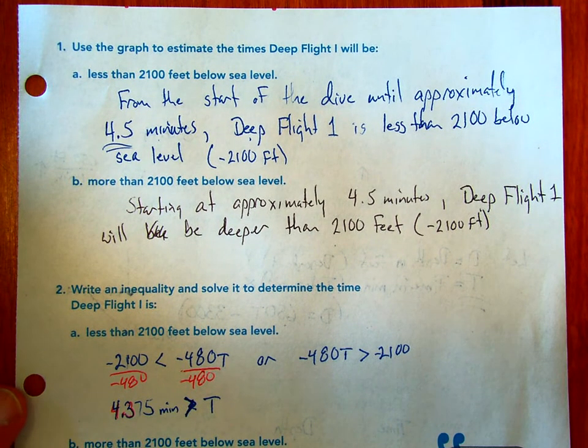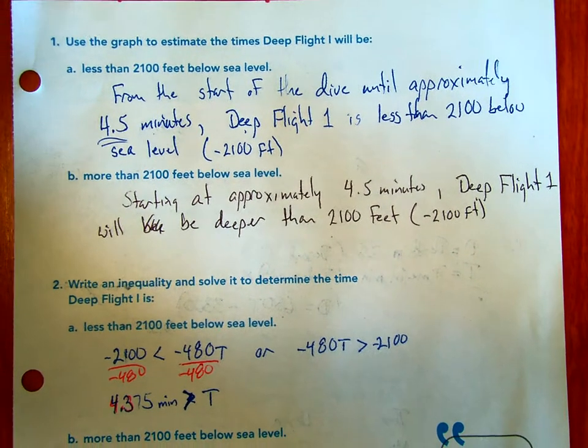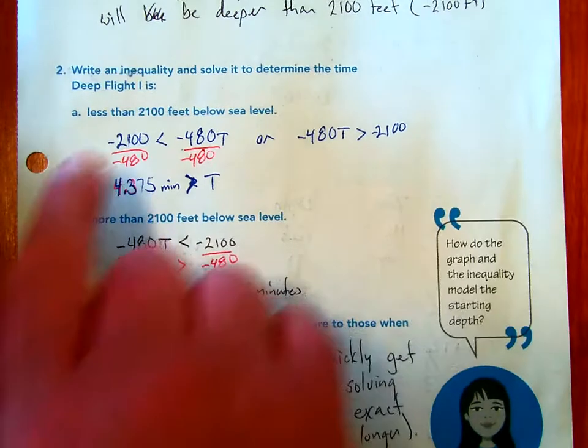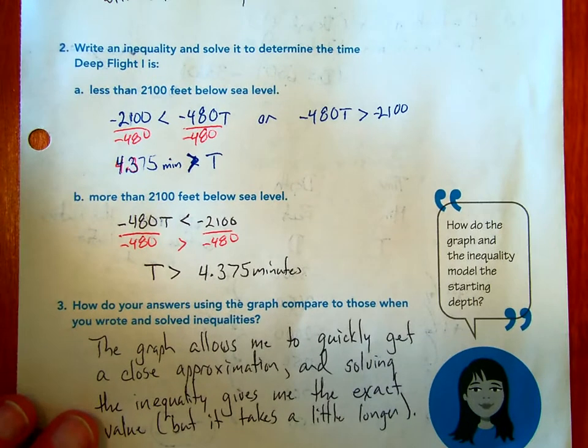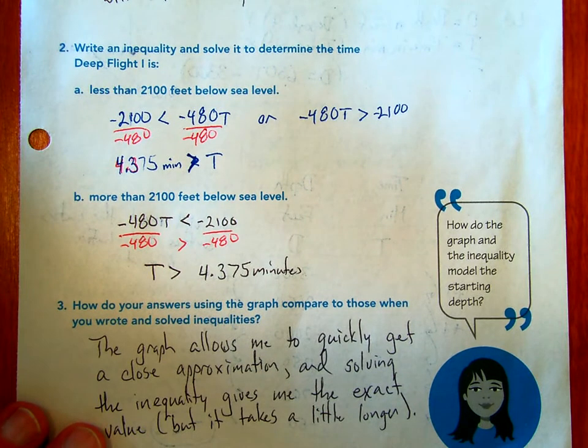Again, the wording is a little weird when you're using negatives, when you're talking about depth. So just be aware of how you word it or knowing what you're looking for. It also asks in 2B to write an inequality and solve it to determine the time Deep Flight 1 is more than 2,100 feet below sea level. And so the time, negative 480 multiplied by the number of minutes, is less than 2,100 feet.